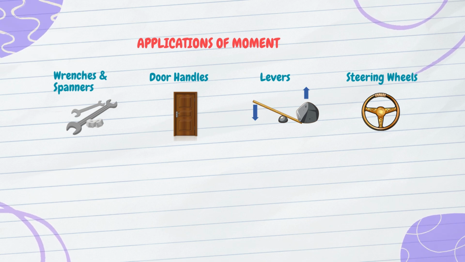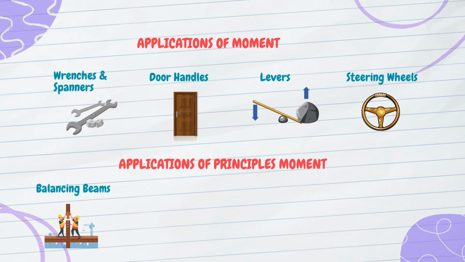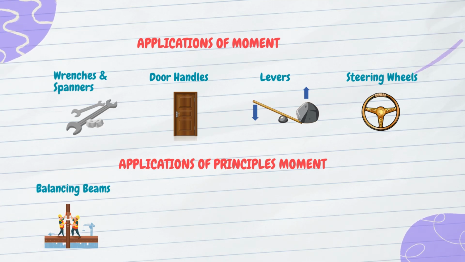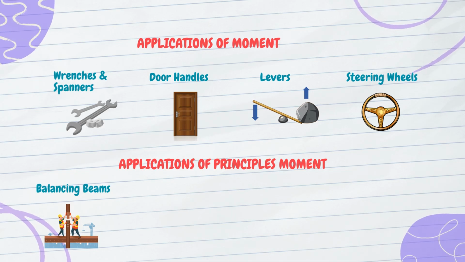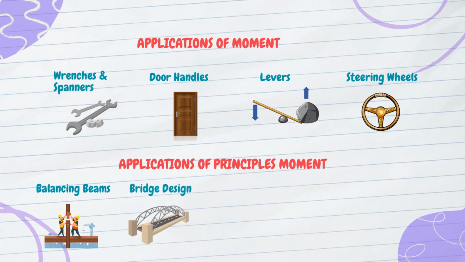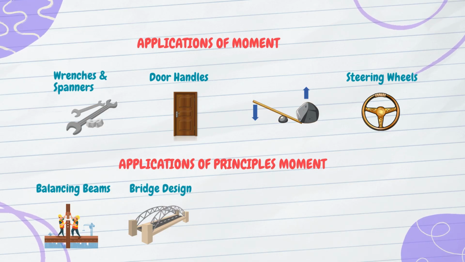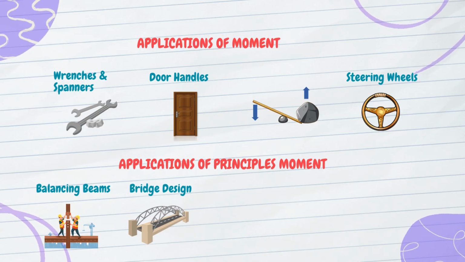The following are the applications of principles of moment. Balancing beams. In construction, the principle of moment ensures that beams and other structural elements are in rotational equilibrium to prevent tipping and ensure stability. Bridge design. Engineers use the principle of moment to design bridges, ensuring that the moments from different loads such as vehicles, wind, and so on are balanced for structural integrity.